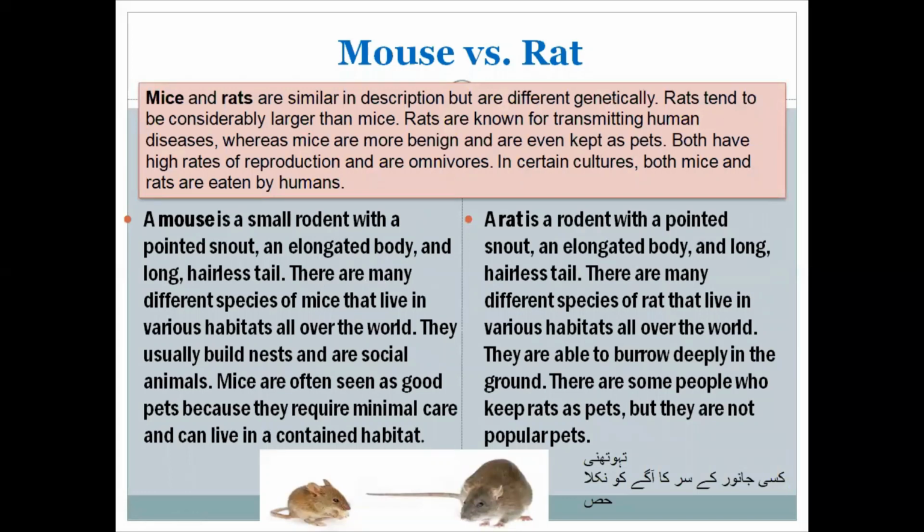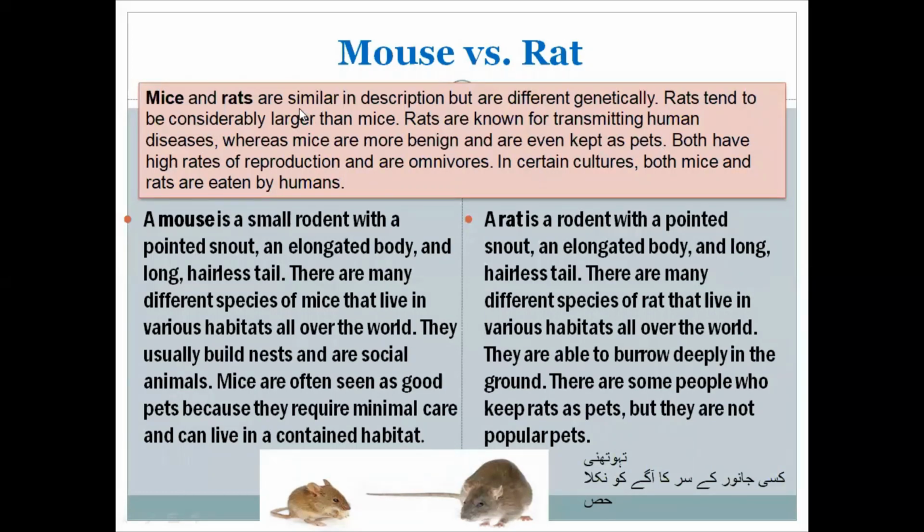Now we have another term, mouse versus the rat. Mice and rat are similar in description but are different genetically. Rats tend to be considerably larger than the mice. Rats are known for transmitting human disease, whereas mice are more benign and are even kept as the pets.